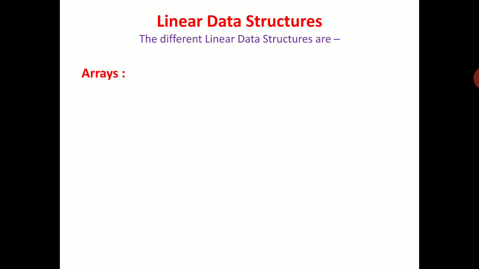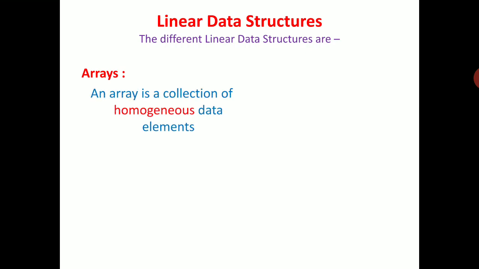What is array? We will see its definition. An array is a set of homogeneous elements. An array is a collection of or set of homogeneous data elements. What do you mean by homogeneous? Homogeneous in the sense all the data values or the data elements are of the same data type.